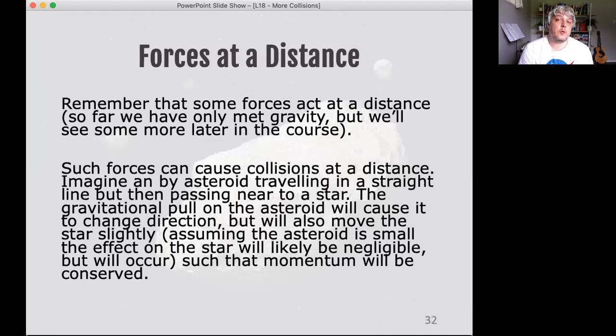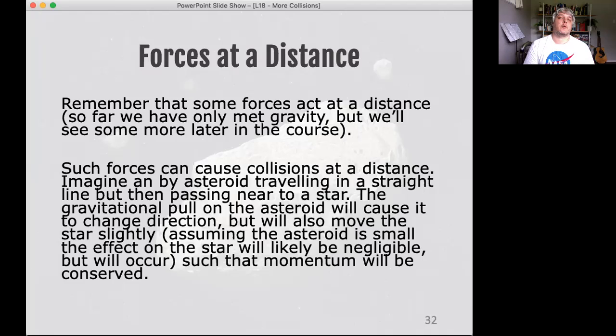So remember that we talked about forces at a distance. We've met gravity, but there are more. We're going to meet electrical forces and things as well. The idea that two objects can have an effect on each other even though they're not touching. So a lot of the collision stuff we've talked about so far has been in contact. We had balls bouncing off each other, cars crashing into each other, springs pushing against balls. We've got things that are touching each other and thereby imparting forces on each other. But we have also got forces at a distance such as gravity. And therefore we can have collisions at a distance.